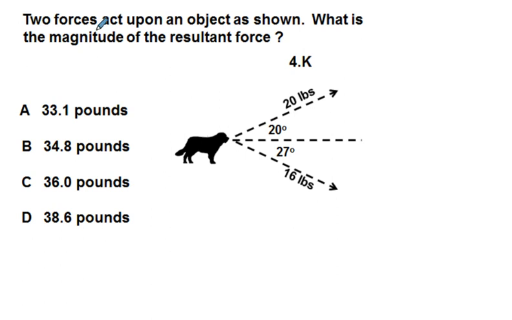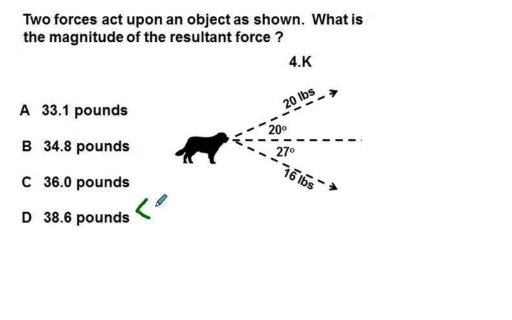Okay, two forces act upon objects as shown. You have apparently this dog is being pulled by different leashes. And what's the magnitude of the resultant force? Well, we have these two vectors here, the 20-pound vector and the 16-pound vector. I'm going to give myself a lot of room. I guess that'll be enough room.